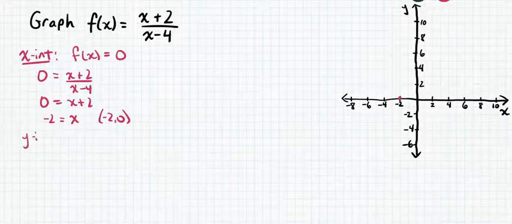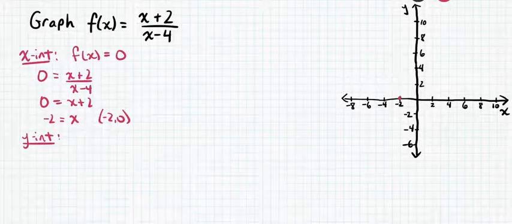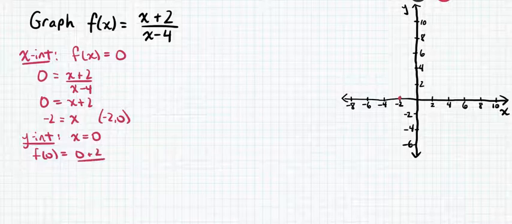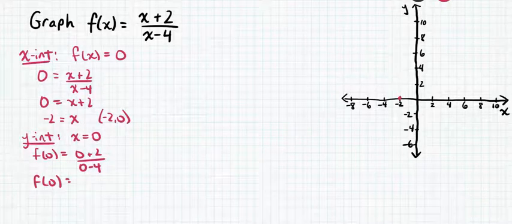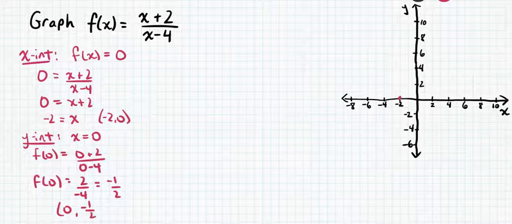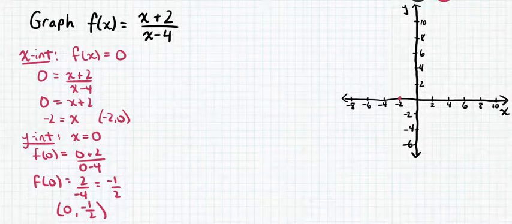We can find the y-intercept using a similar strategy. For the y-intercept, we know that the x value must be 0. So we set x equal to 0, in other words, we're finding f of 0. And we get 0 plus 2 divided by 0 minus 4. So f of 0 gives us 2 divided by negative 4, which is negative a half. So we know that the point 0 comma negative a half is the y-intercept, and negative a half would be located about here.